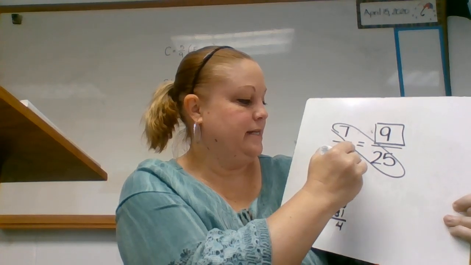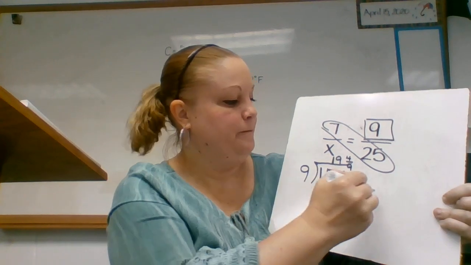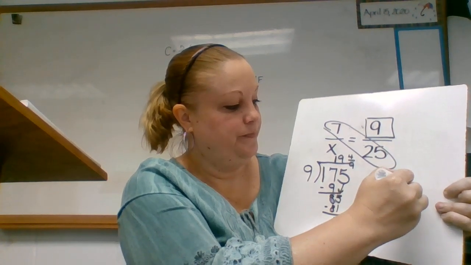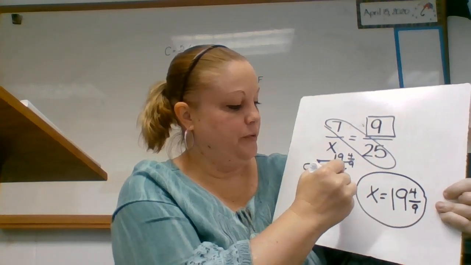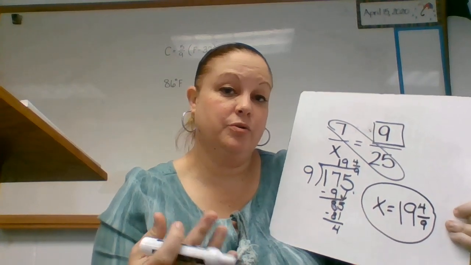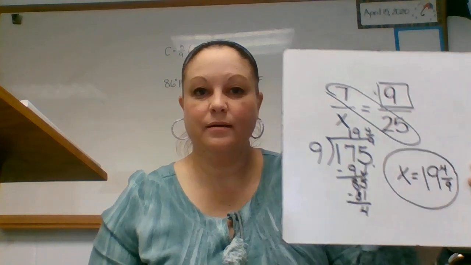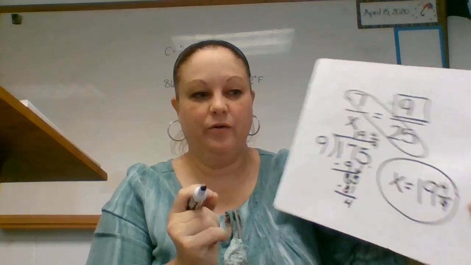So we could say 19 and 4/9. We don't put 19 remainder 4. So x equals 19 and 4/9. Or you could put a decimal point and a 0 and keep going 2 more spaces and round it to the nearest tenth of a decimal. But I just made it a mixed number. So 19 and 4/9 is the value of x.